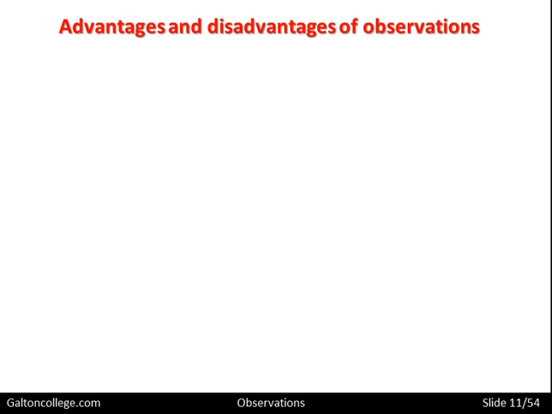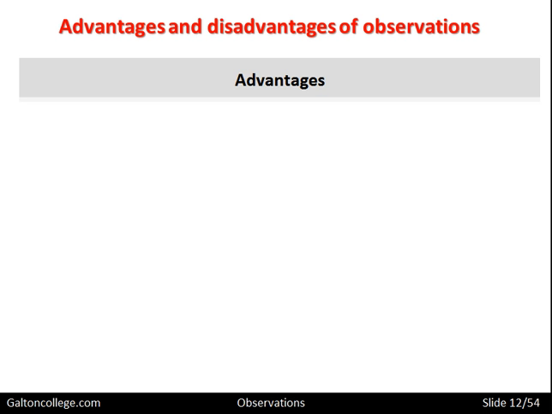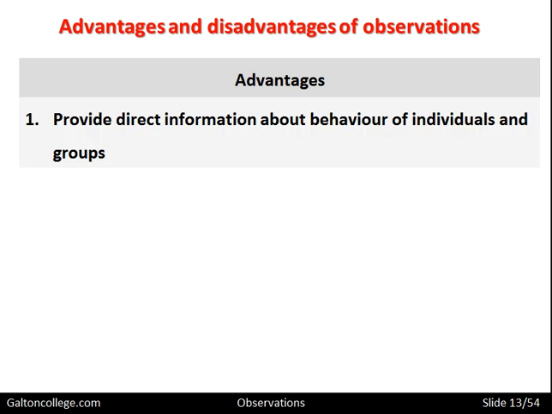Now let's look at the advantages and disadvantages of observations, starting with the advantages. First of all, it provides direct information about behaviour of individuals and groups. It's direct information. It's observed directly. It's not feelings put onto paper and then extracted from the paper and collated and analysed in an office someplace else. These are direct observations.